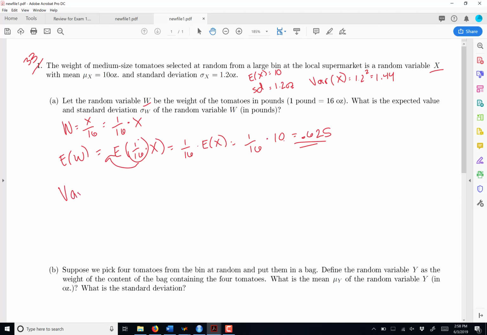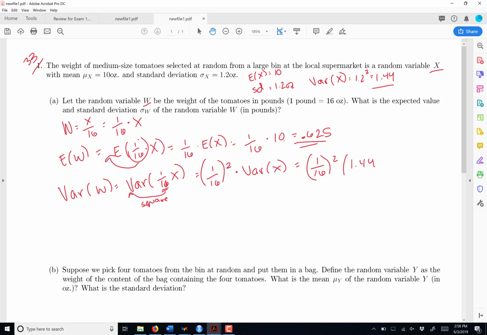Now, we always find our variance first, because some rules don't work if we try and do it in standard deviation. So we'll find the variance first. So variance says we'll just do the variance now of the 1 over 16 x. But if you have a number inside here, it will come out still. But when it comes out, you have to square it. So it'll be 1 over 16 squared times the variance of x. So 1 over 16 squared times the variance of x, which is this 1.44.